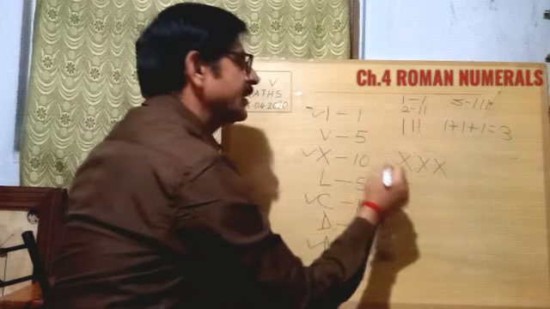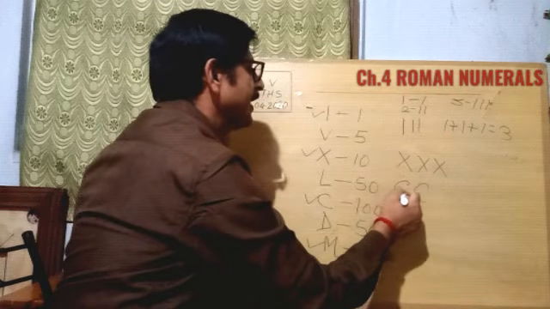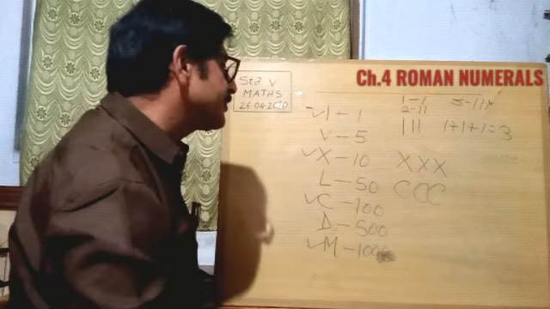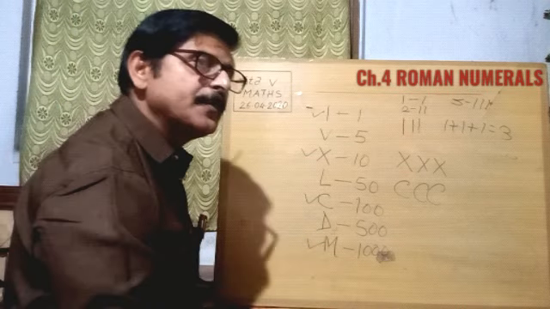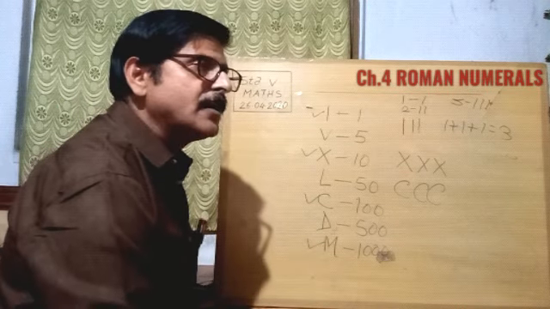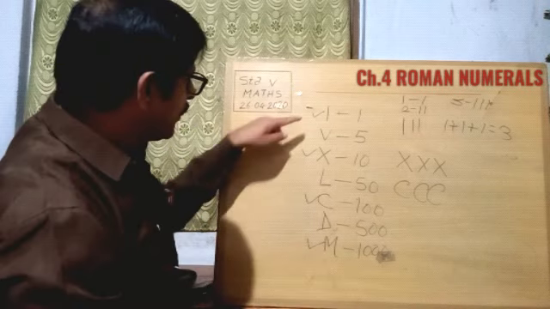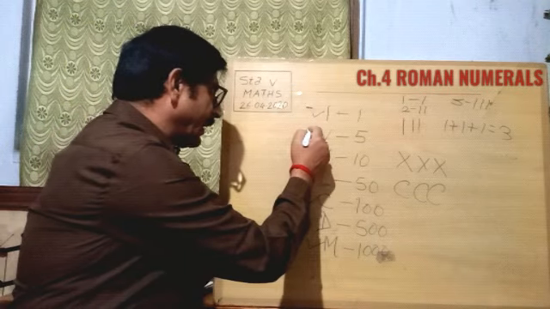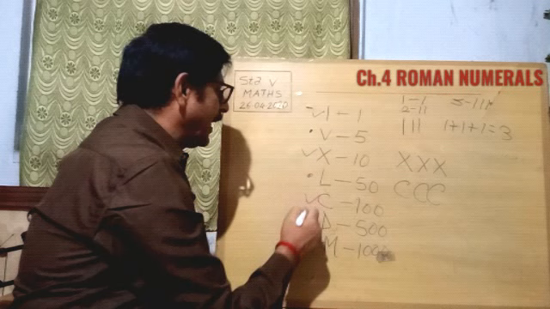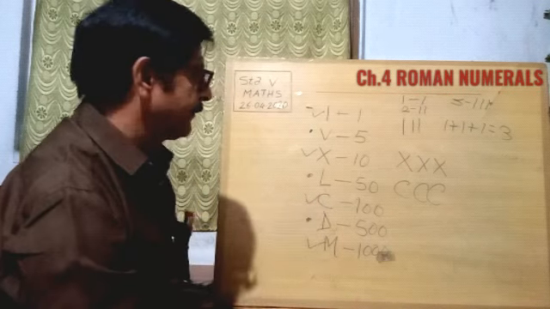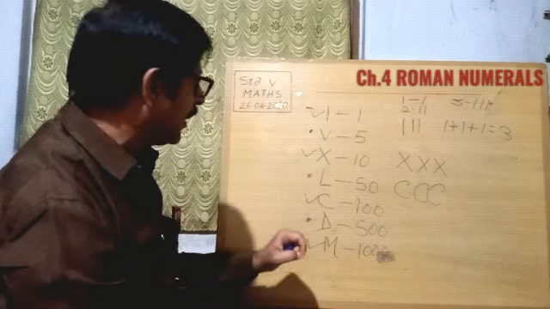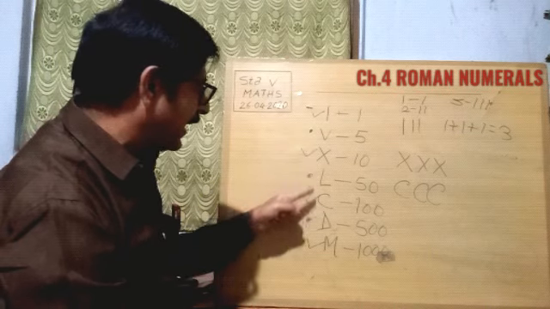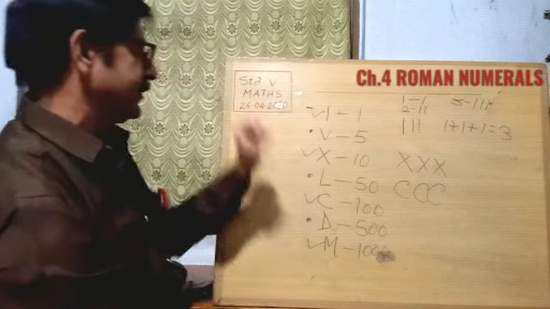In the same way, C is 100. Another C makes it 200. And yet one more C, 100 plus 100 plus 100, that is 300. So is the case with M also. But remember, we cannot repeat more than 3 times. So I, X, C and M can be repeated, whereas V, L and D can never be repeated. I hope I am clear to you all.